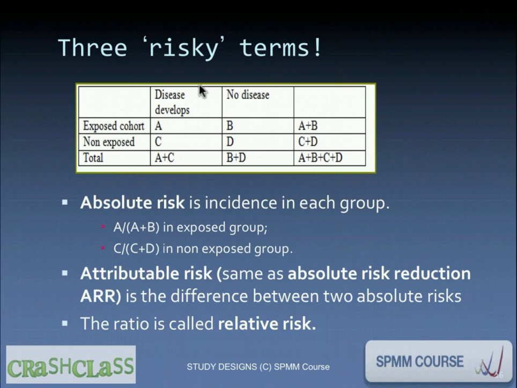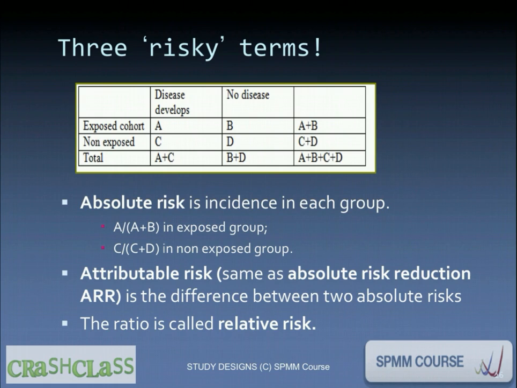Now, whenever you have a 2x2 table for a cohort study, you can do much more than odds ratio. In a case control study, all we managed to do was only an odds ratio. But in a cohort study, you can do the odds ratio if you want. You can also do something more. So what is that something more? You can calculate, number 1, the absolute risk of the incidence in each group.